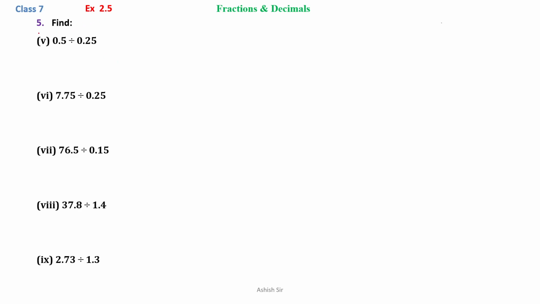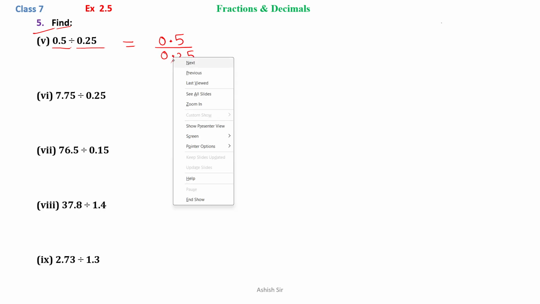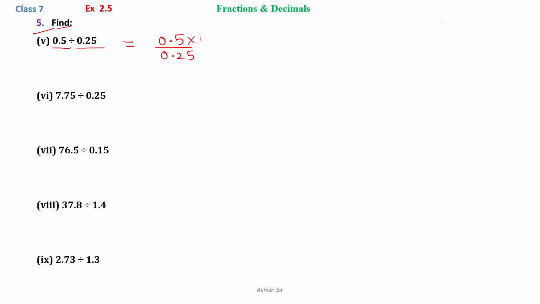Exercise 2.5, question number 5. Find 0.5 divided by 0.25. So here we will divide 0.5 by 0.25. When you remove the decimal point from the denominator, you will place 100 in the numerator because there are two digits. After two digits, the point is there.